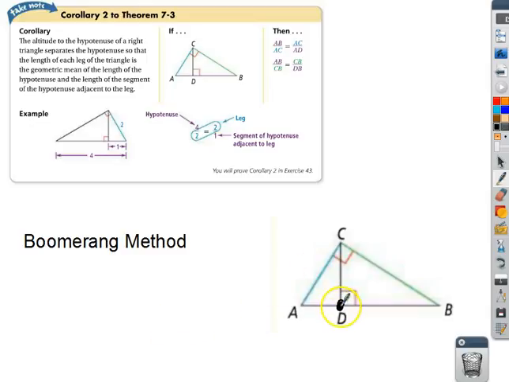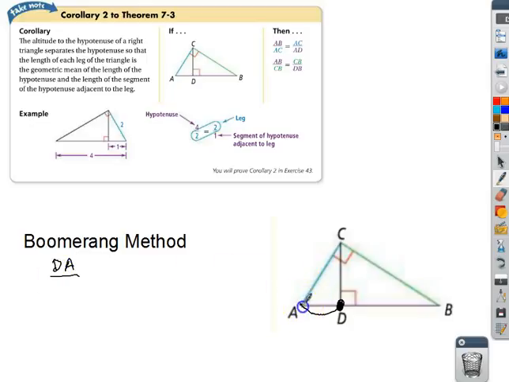Remember, you always start in the center of the hypotenuse for the boomerang. You always start at the corner of a hypotenuse for heartbeat, but for boomerang, you start in the center. So now I'm going to throw it towards A. So what do you think my first length is going to be in my proportion? DA.